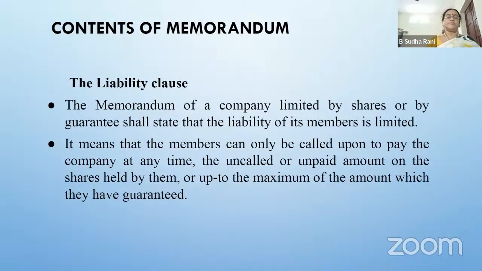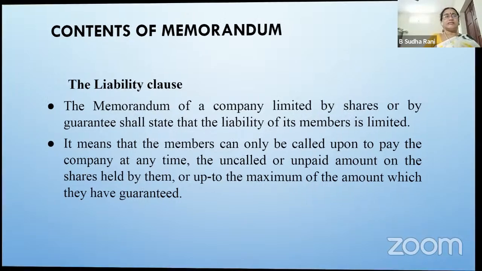The next one is the liability clause. This liability clause tells about the liability of the members. Generally, liability in joint stock companies is of two types: limited liability, which is limited by shares, or limited by guarantee. There are also some unlimited liability companies, but very few. Under the liability clause, the company has to mention whether the liability of its members is going to be limited by shares or limited by guarantee, meaning the maximum extent of liability to be borne by the shareholder in case of liquidation of the company.